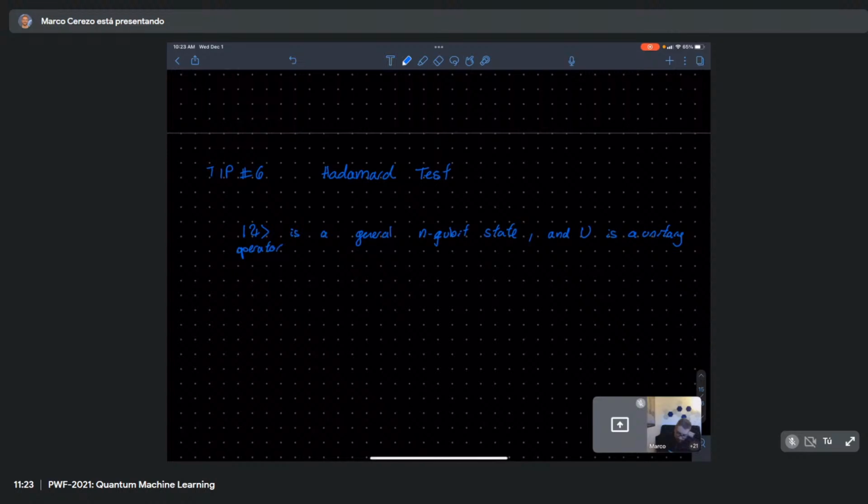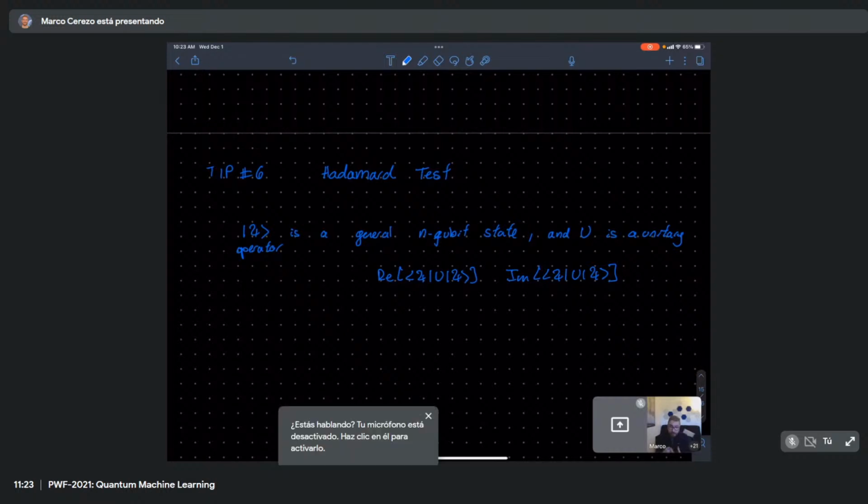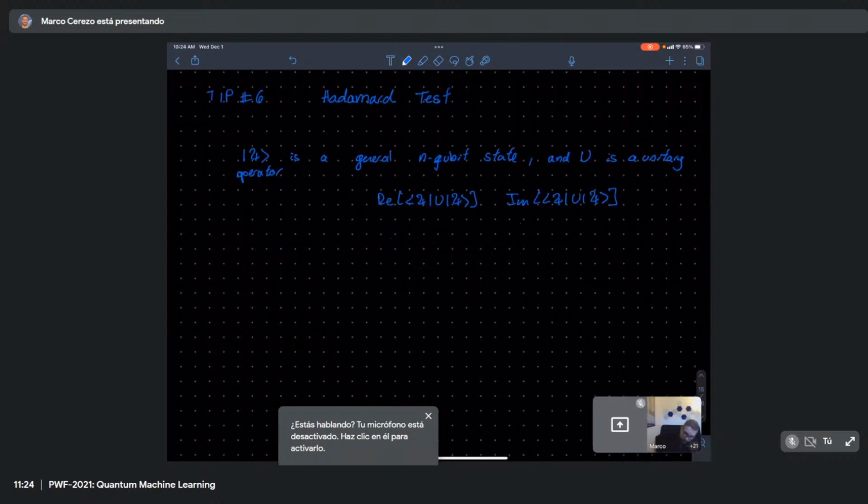The Hadamard test allows me to compute things like the real part of ⟨psi|U|psi⟩ and the imaginary part of ⟨psi|U|psi⟩. Of course, why do I have to compute the real part and the imaginary part? Because U is not necessarily Hermitian. So its eigenvalues, or whenever we take the inner product with a vector, don't necessarily have to be real valued, right? It's going to be a complex number in general. That's why we have the real and the imaginary part. So how does the Hadamard test work?